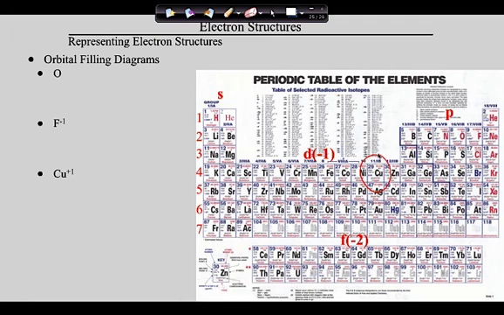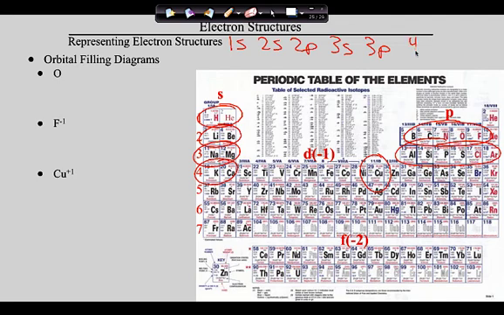But again, we've got to start with electrons 1 and 2, which are in the 1s. Then after that, electrons 3 and 4 are in the 2s. Electrons 5 through 10 are in the 2p. Electrons 11 and 12 are in the 3s. Electrons 13 through 18 are in the 3p. Electrons 19 and 20 are in the 4s. And then finally, electrons 21 through 29 are in the d, but remember that it's the 3d.